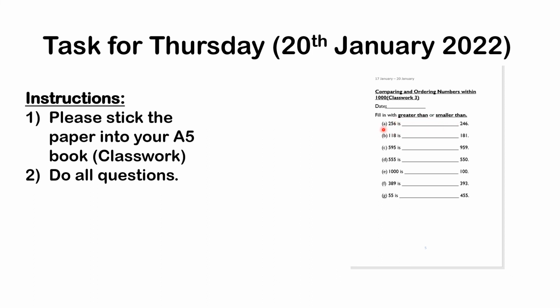So let's say in example A, we have 256 compared to 246. From here, you can see that the numbers in hundreds are both 2. Since it is the same, we compare the tens, where we have 5 tens versus 4 tens. So 5 is greater than 4. So we write down here 256 is greater than 246. Now, I want you to do the remaining questions and make sure you do all of the questions.